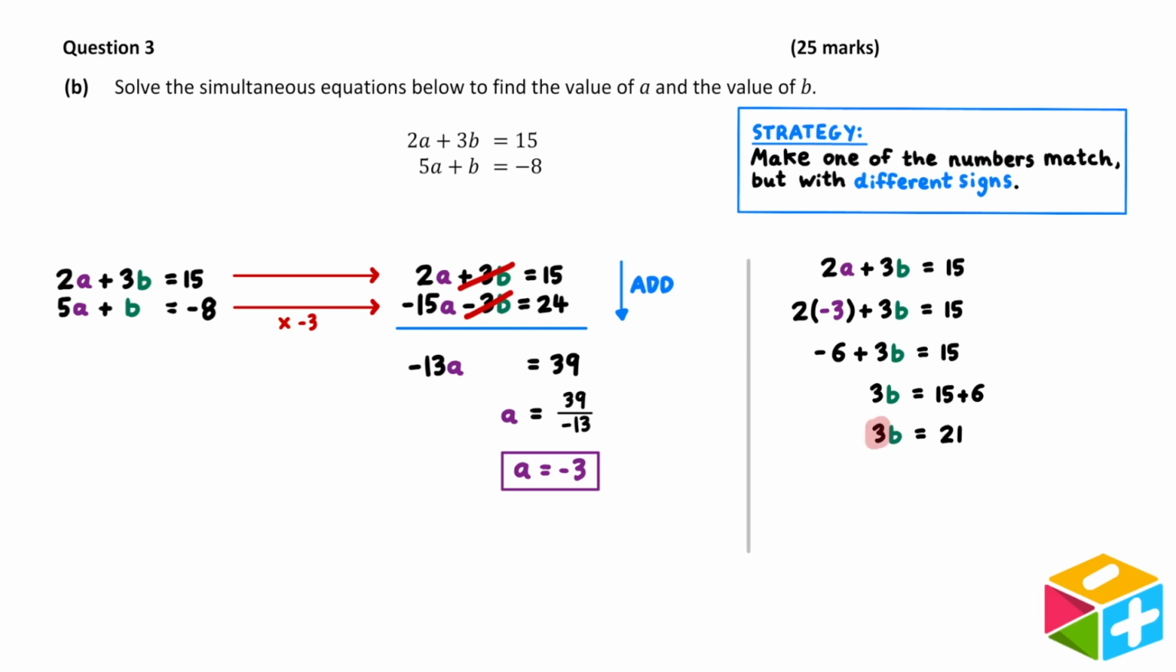The 3 in front of the b represents multiplication, so to get rid of it, we do the opposite, which is division. So here, we'll divide both sides by 3. 21 divided by 3 is 7, so we get our answer that b is equal to 7.